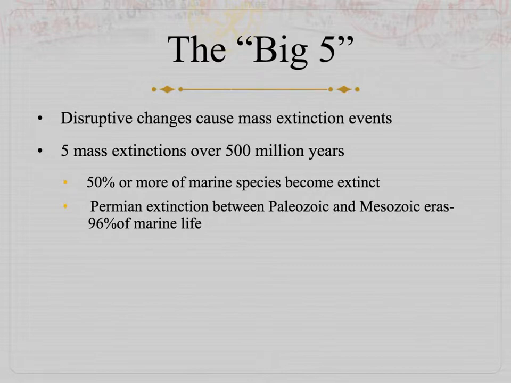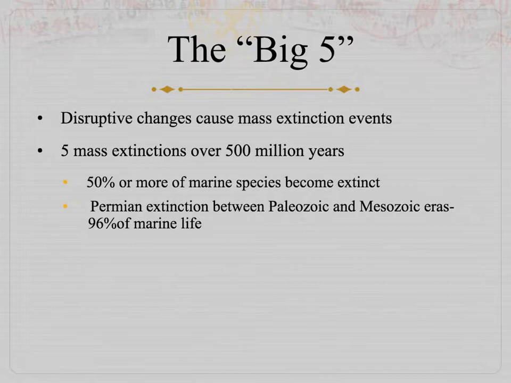There have been those 5 mass extinctions over about 500 million years. We can see that from the fossil record, where we'll have organisms and then nothing, and then all new organisms that we'll see fossilized. During those mass extinctions, about 50% or more of marine species become extinct, except in the big Permian extinction that happened. It's the separation between the Paleozoic and Mesozoic eras. If you need to go back to that previous chart, you can see the difference, the Paleozoic and the Mesozoic.